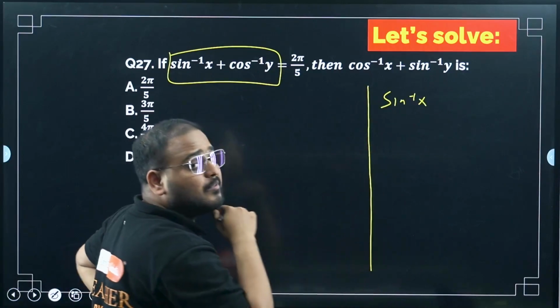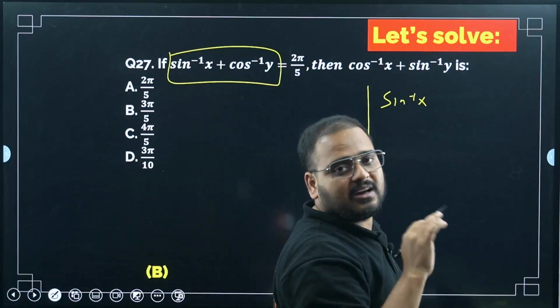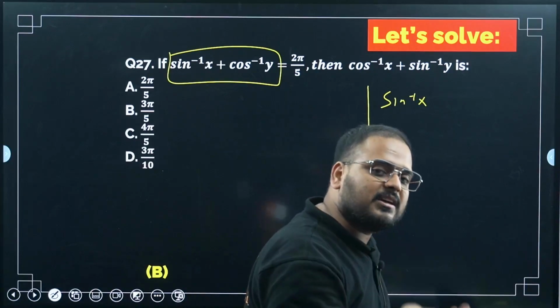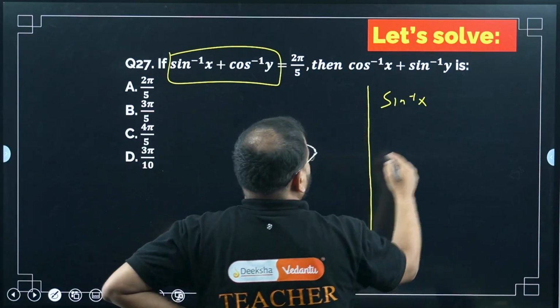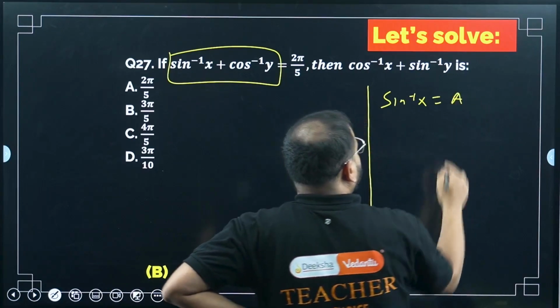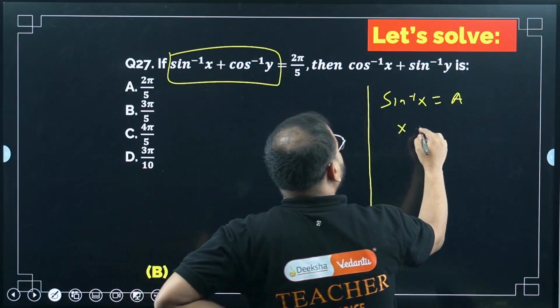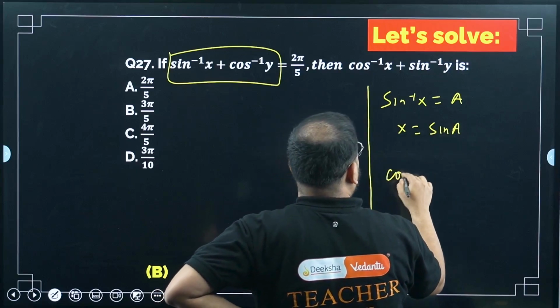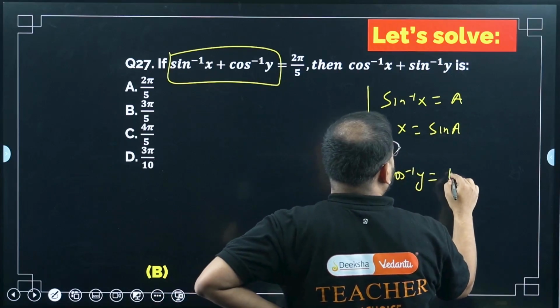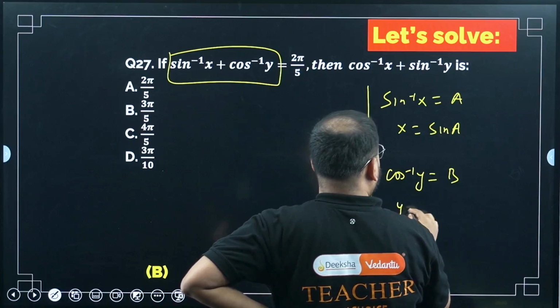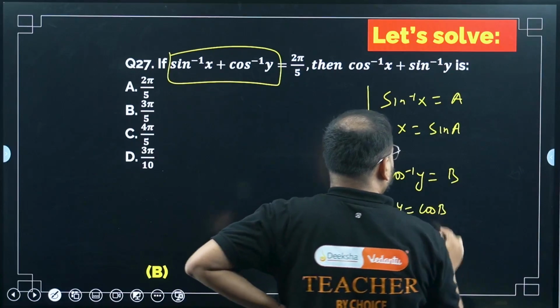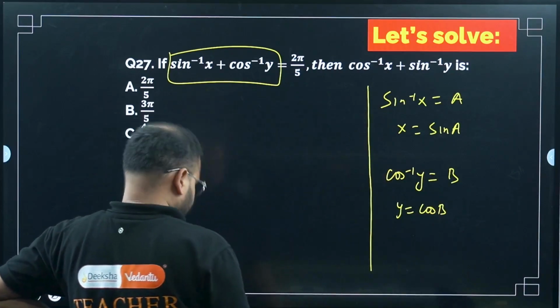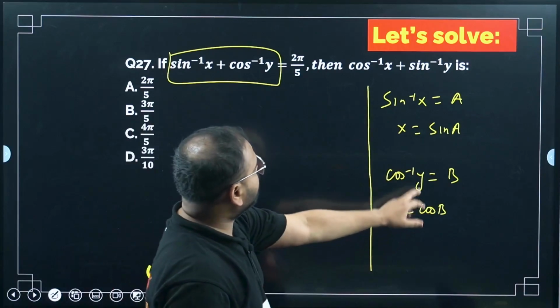For any type of this question, what I said, do the assumption, take the angle first. So first you take the angle, make the assumption, then proceed with the question. So sine inverse of x equals A. Then x equals sine A. Same way, cos inverse of y equals B. So y equals cos B. Correct? Am I right? y equals cos B.